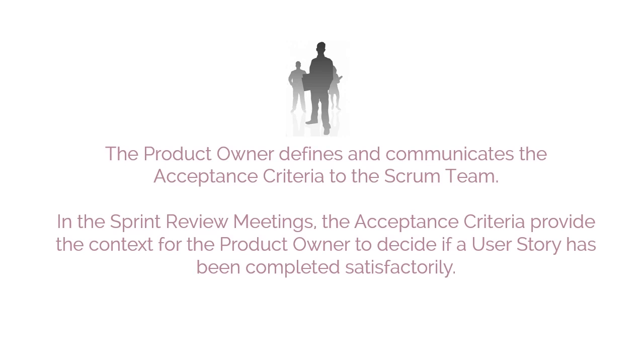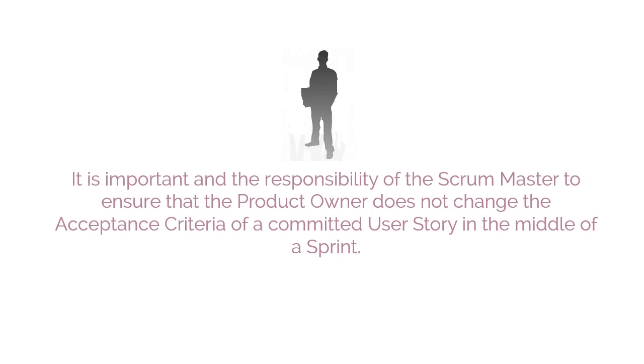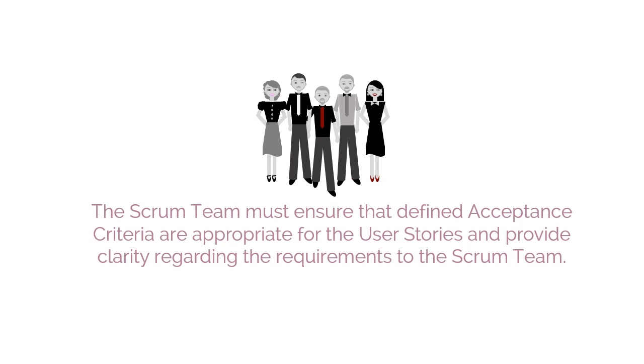The product owner defines and communicates the acceptance criteria to the Scrum team. In the sprint review meetings, the acceptance criteria provide the context for the product owner to decide if a user story has been completed satisfactorily. It is important and the responsibility of the Scrum Master to ensure that the product owner does not change the acceptance criteria of a committed user story in the middle of a sprint. The Scrum team must ensure that defined acceptance criteria are appropriate for the user stories and provide clarity regarding the requirements to the Scrum team.